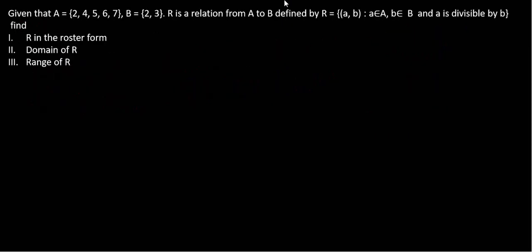Okay, now let's also look at this question. Given that A equals 2, 4, 5, 6, 7, then B equals 2, 3. The relation is from A to B. Remember, from A to B. Then they say (a, b) where a is a member of A, b is a member of B, and a is divisible by b. A is divisible by what? By B. That's what it means, right?